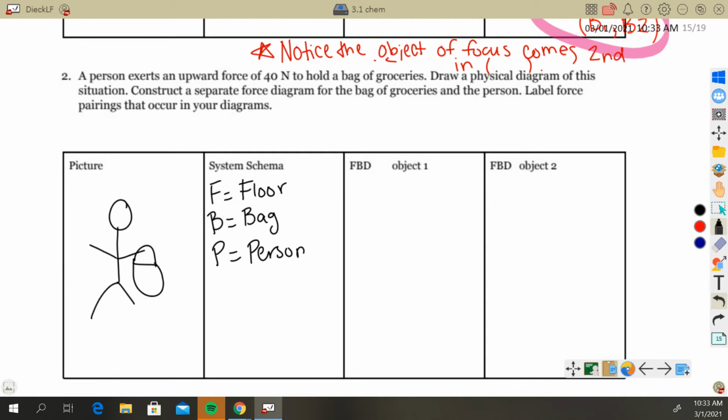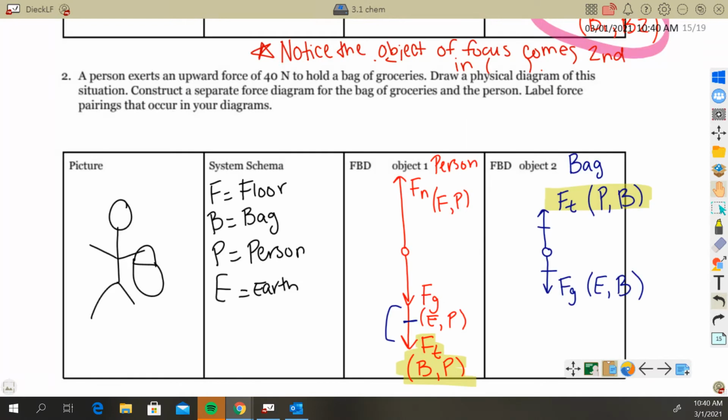And what else would we probably have? Probably Earth, right? All right, so I forgot to record, but our system schema, we've got floor, bag, person, Earth. Our first free body diagram, we have the person. The person is feeling some gravity, which is being dealt by Earth, but felt by the person. The person also has a normal force that is being exerted from the floor, so they're feeling the floor pushing up on them. The floor is the dealer, the person is the feeler.